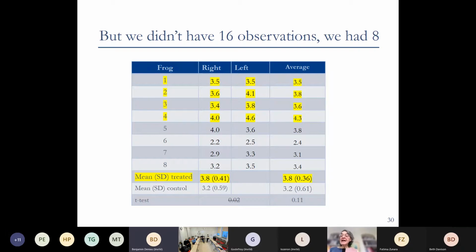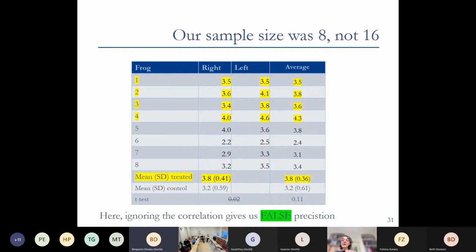So now what has happened is that by ignoring my correlation, I've increased my power, right? Because I acted as if I had 16 observations, but I really only had 8 independent ones. So next slide. Here, ignoring the correlation gave us false precision. In the previous case, ignoring the correlation gave imprecision, right? Now it gives you false precision. Next slide.